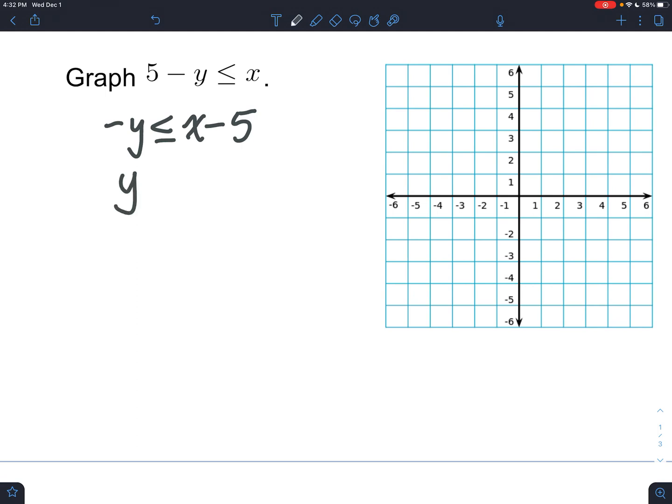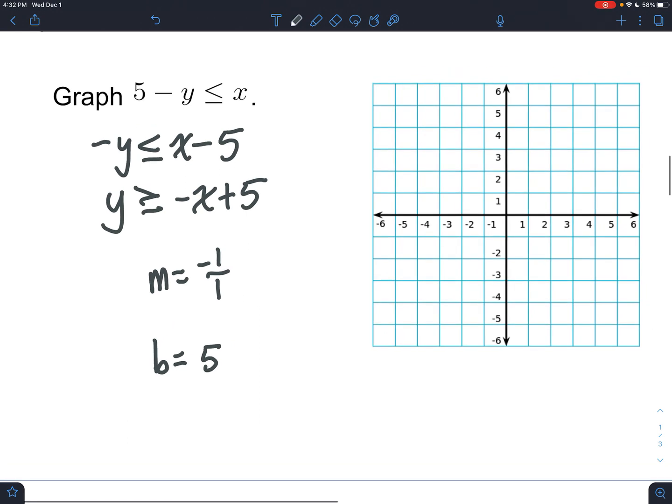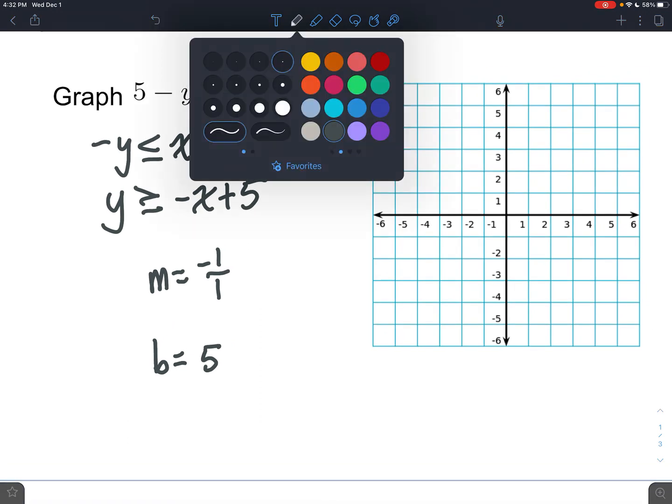So I got to move that 5 over by subtracting it from both sides. And then I want to divide by a negative, which means I need to flip that sign. So I change the positive negative sign for everyone, and the inequality sign has to change too. Okay. So I see the slope is -1 and the b is 5.